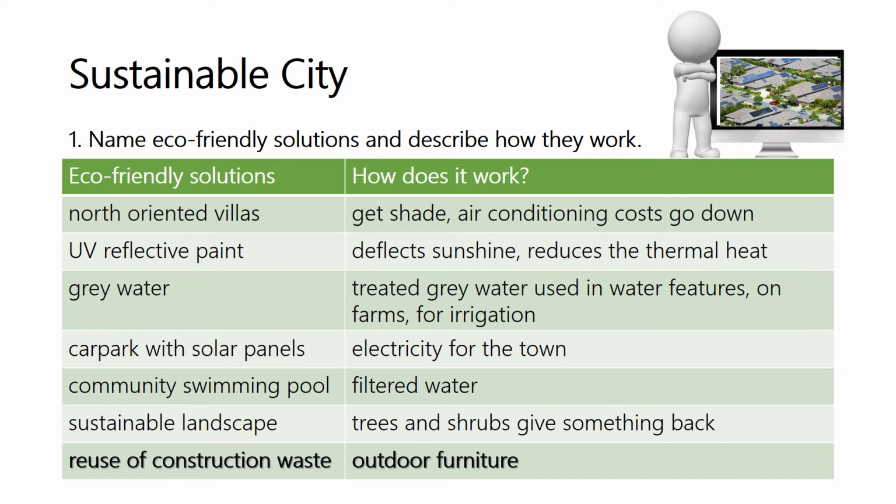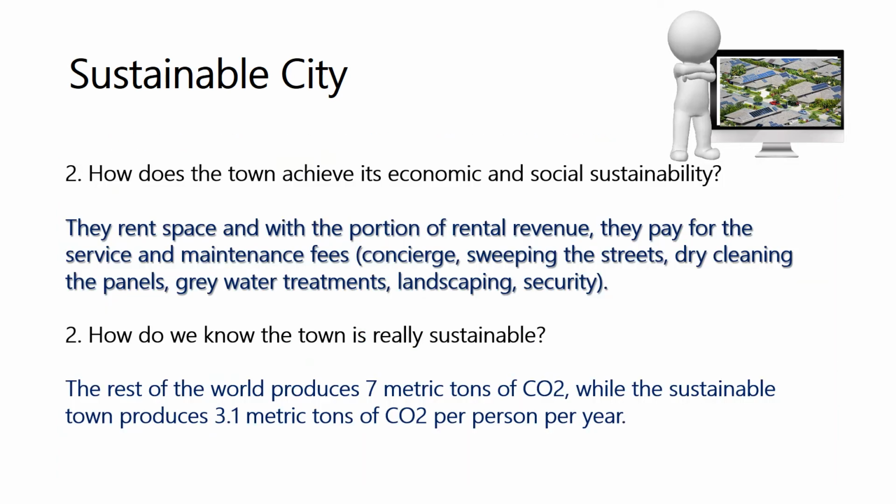And last but not least, they have made their own outdoor furniture from the construction waste. As for how they achieve their economic and social sustainability, well, with the money they get from renting, they pay for the service and maintenance fees. We also have to mention that they have proof for their sustainability. While the rest of the world produces 7 metric tons of carbon dioxide, they produce less than half of it per person on a yearly basis.